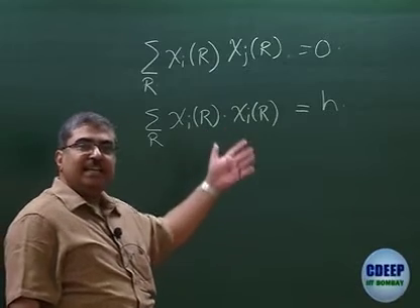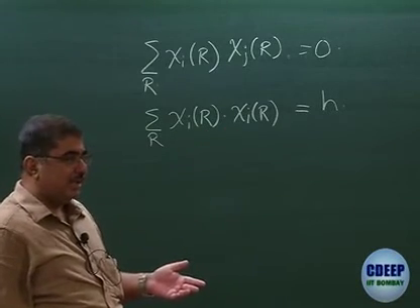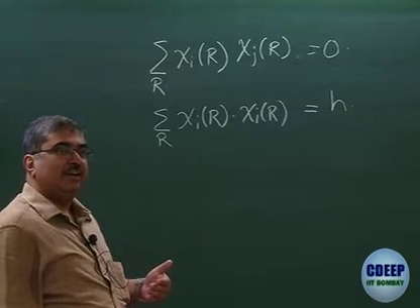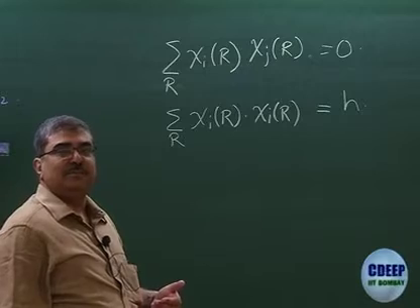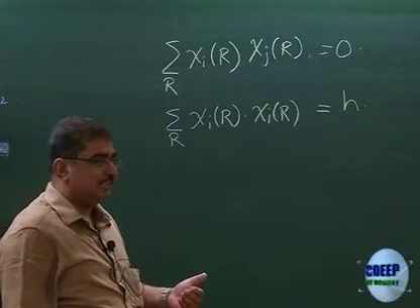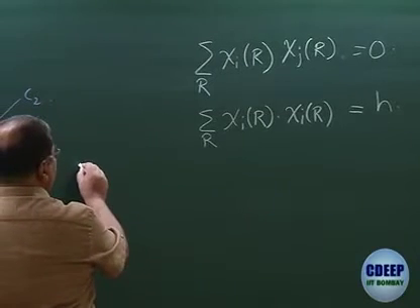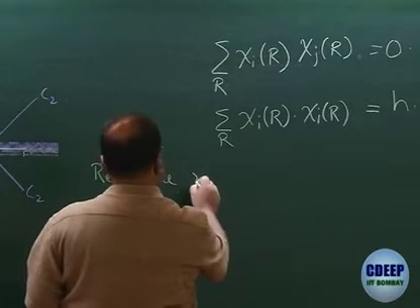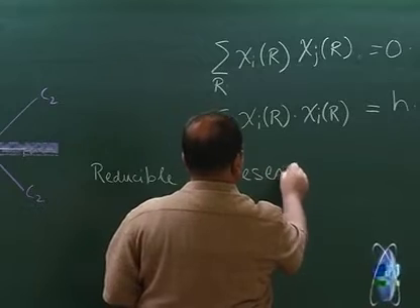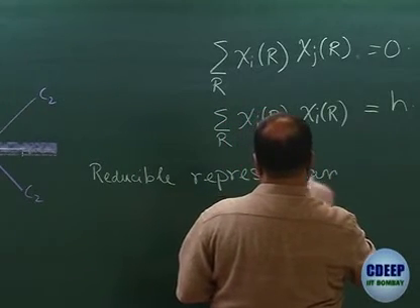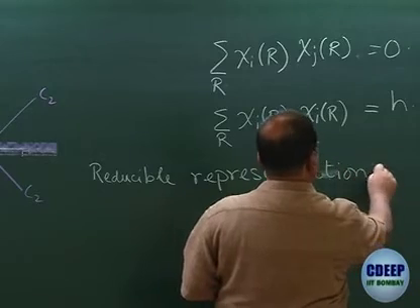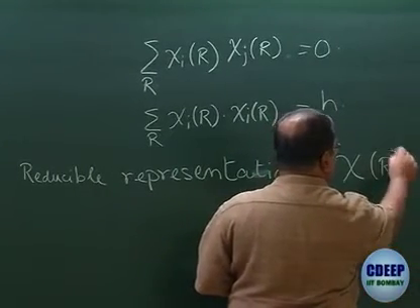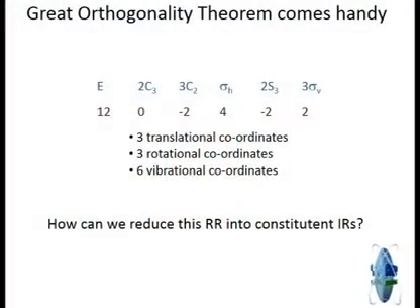Okay, right. Let us see if this will help us derive a very simple formula, a mathematical expression, by which we can conveniently break down any given reducible representation into its constituent irreducible representations. Let us see. Let us say for some symmetry operation R, the character is chi of R. So what we are saying is this is chi of E, this is chi of C3, this minus 2 is chi of C2, 4 is chi of sigma h, and so on and so forth.